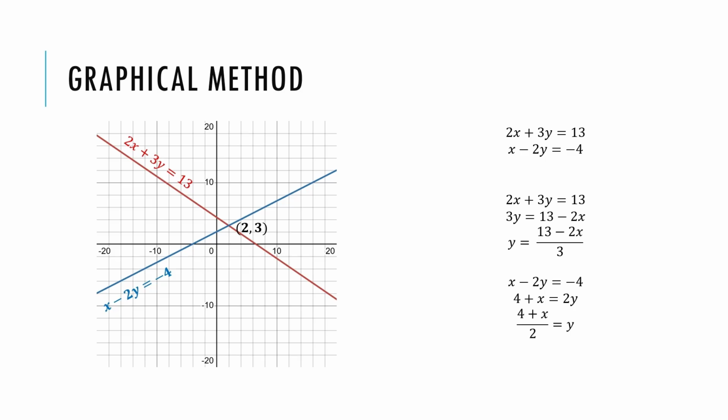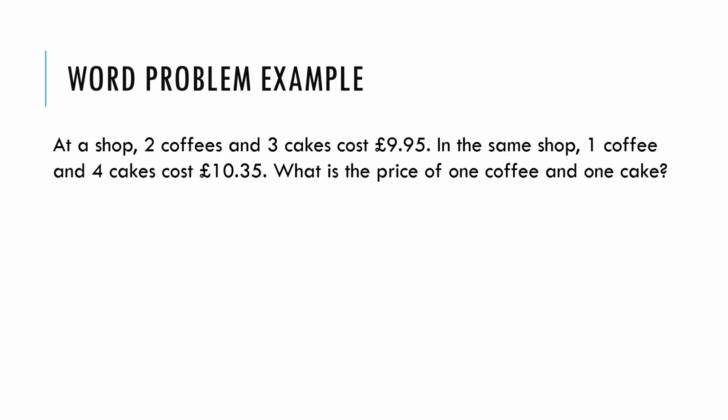The graphical method is useful for visualizing solutions, especially when equations are simple and the solution is a whole number. It's also a great way to check your answers. Word problem example. Let's see how simultaneous equations can help solve a real-life problem. Problem. Imagine you're at your favorite cafe.